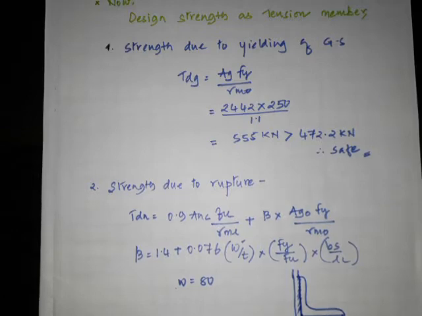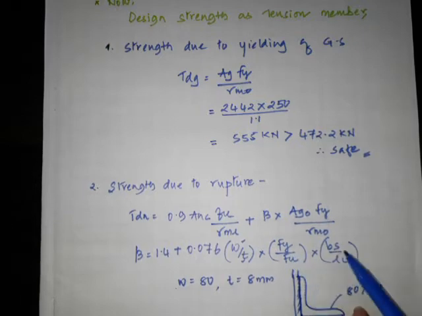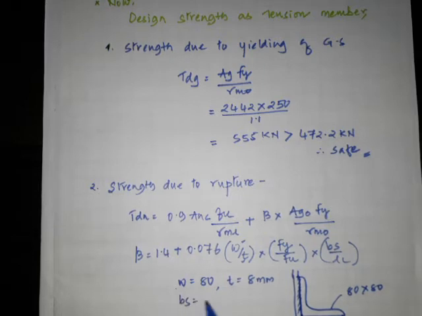So it is 80, because the angle is 80 by 80. So W is equal to 80. Then we have the thickness, which is 8 mm. So here 1 by 1, W by T into Fy is 250, Fu is 410, Bs by Lc. Bs is nothing but W. As per code, Bs is equal to W. So that is again 80 mm.